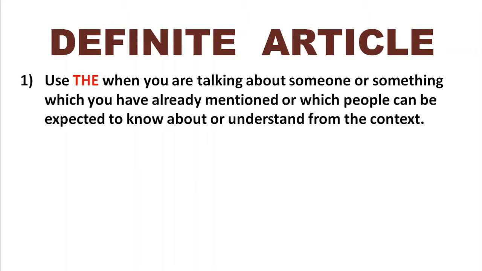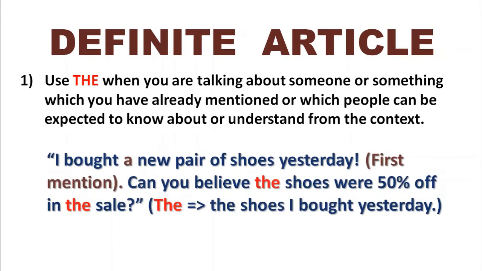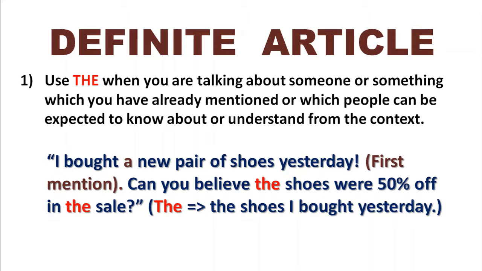So rule 1 is use the when you're talking about someone or something which you have already mentioned or which people can be expected to know about or understand from the context. So let's have a look. Here we have a bit of a conversation about buying a pair of shoes. The first sentence says, I bought a new pair of shoes yesterday. So that's an introductory sentence that uses the indefinite article because this is the first time we've heard about this pair of shoes. It's the first mention of the shoes.